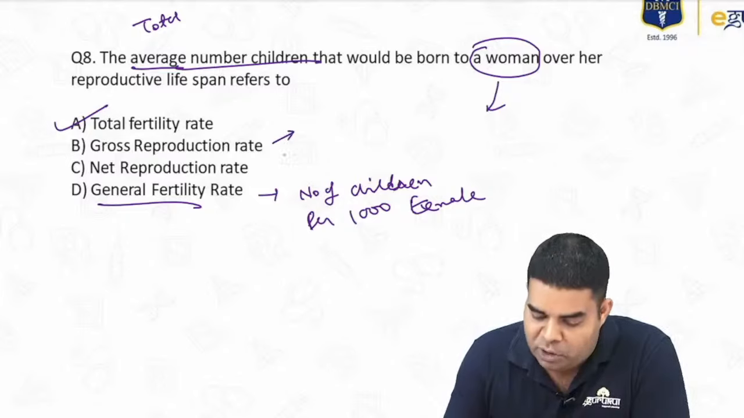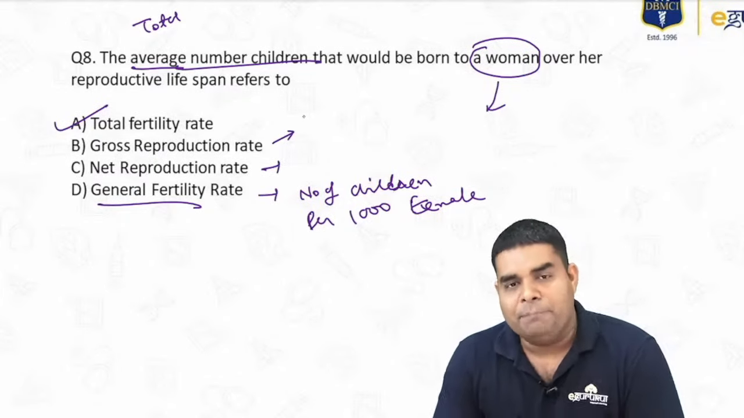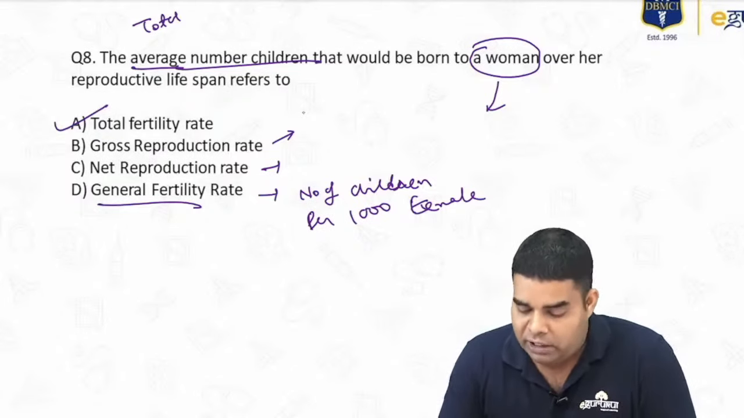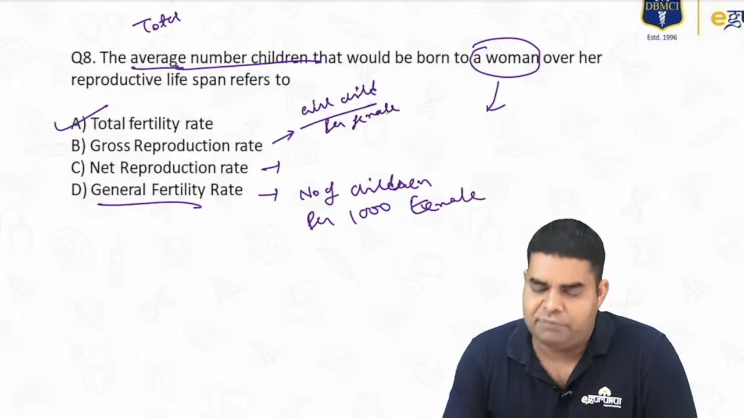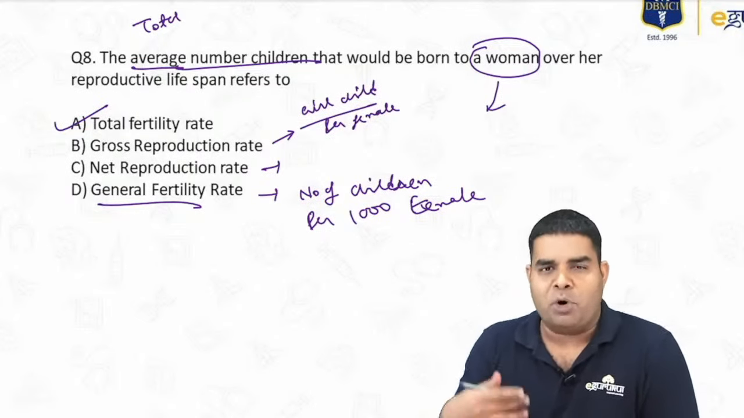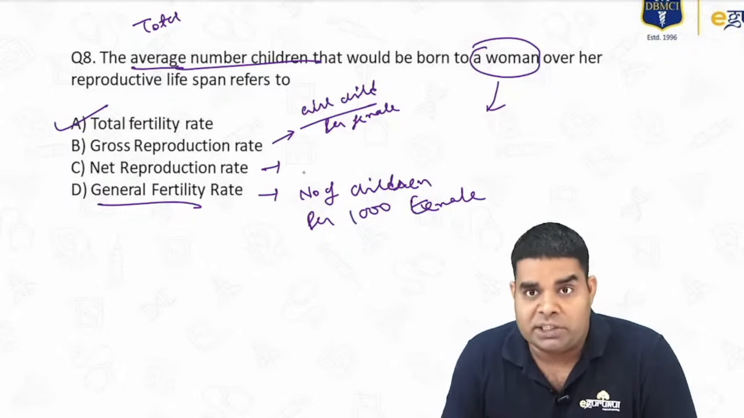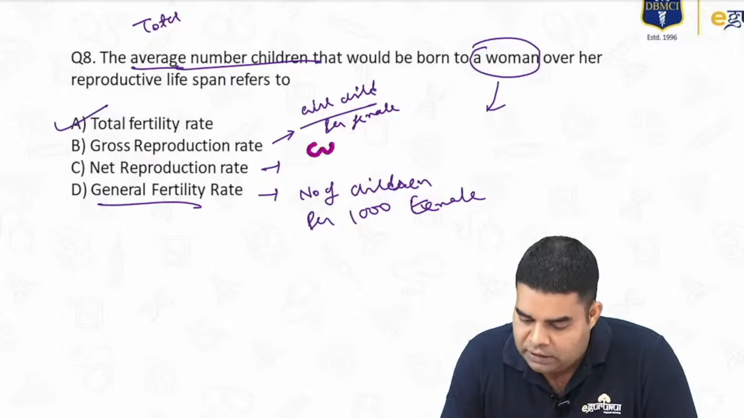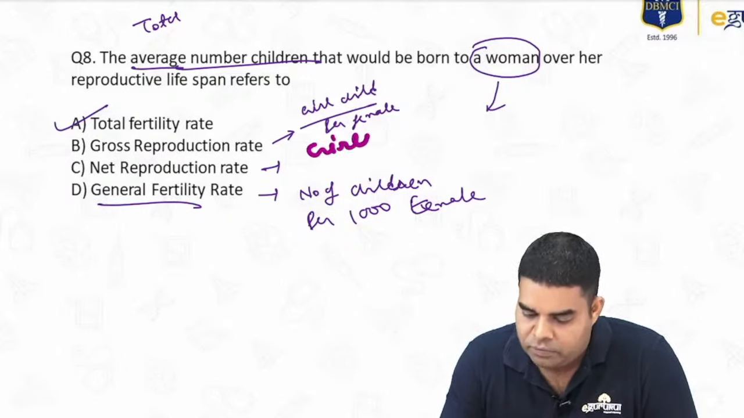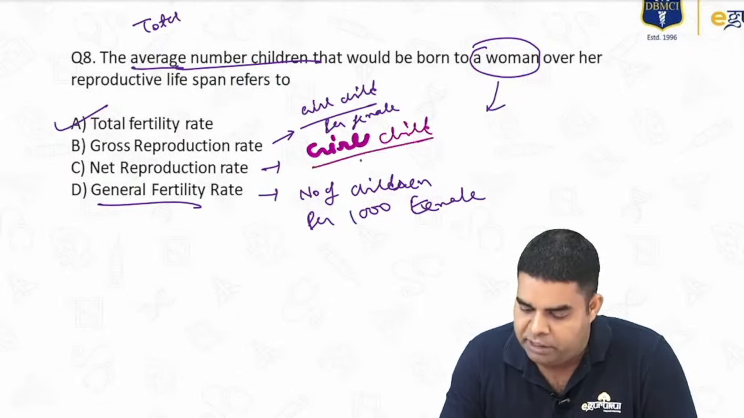Now what is the difference between gross reproduction rate and net reproduction rate? Gross reproduction rate simply means the number of female children or girl children per female. If the female goes through the normal reproductive pattern, how many girl children does she produce? And what is net reproduction rate? Net reproduction rate also means girl children per female.